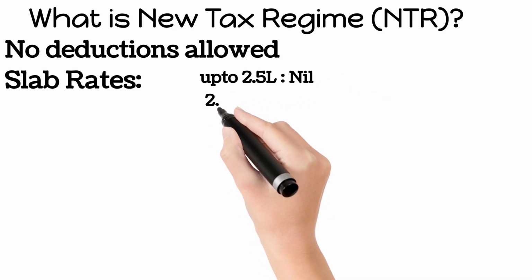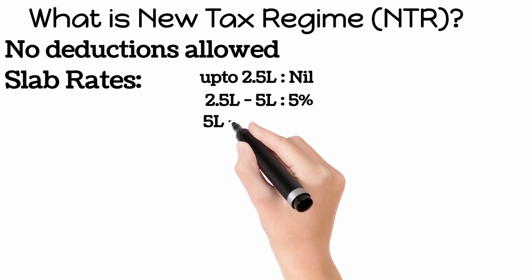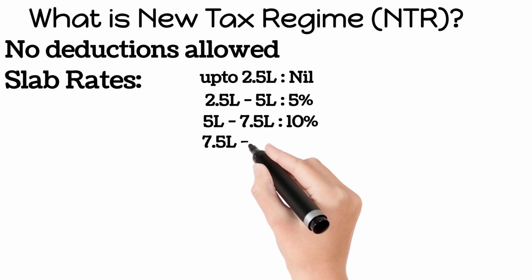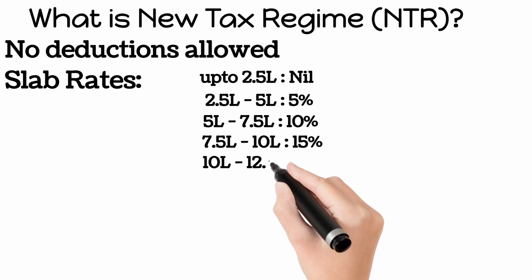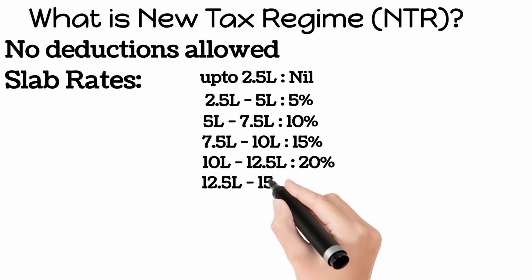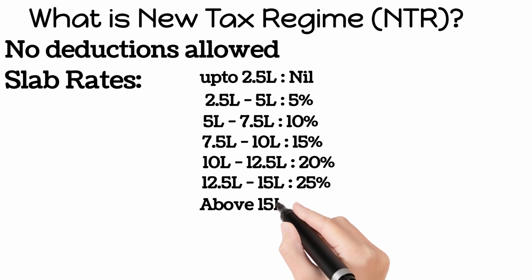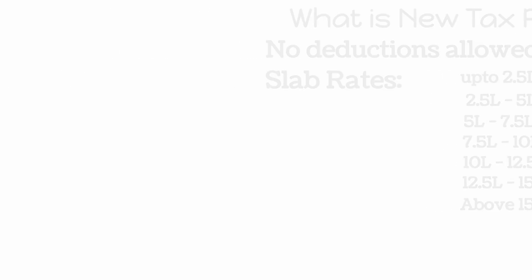Currently, that is for income earned in financial year 22-23, the slab rates are like this. For net income up to 2.5 lakhs, nil tax; income from 2.5 to 5 lakhs, 5%; income from 5 lakhs to 7.5 lakhs, 10%; from 7.5 lakhs to 10 lakhs, 15%; from 10 lakhs to 12.5 lakhs, 20%; from 12.5 lakhs to 15 lakhs, 25%; and for income above 15 lakhs, 30%. The calculation of tax under the tax slabs is just the same as the old tax regime.